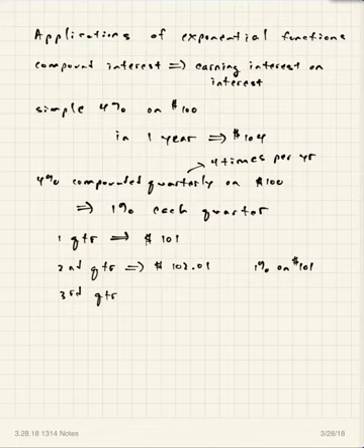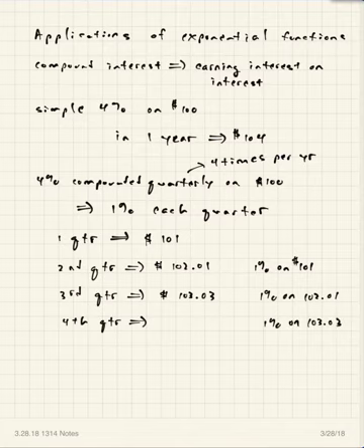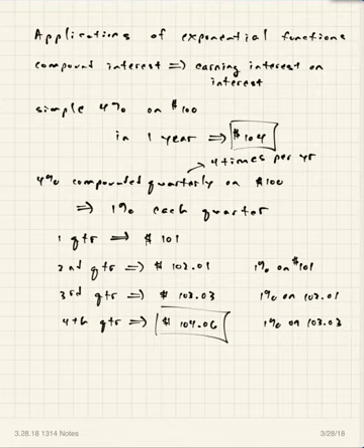Third quarter, now you get 1% paid on $102.01, which is about $1.02. So now you have $103.03. And then at the end of the fourth quarter, they're now paying 1%, not on the original $100, but on the $103.03. And so that's $1.03. And so now you have $104.06. So notice there is a difference. Now, for $100 in 1 year, the difference is not that great, right? Simple interest just gives you $104. Compounding it quarterly gives you $104.06.